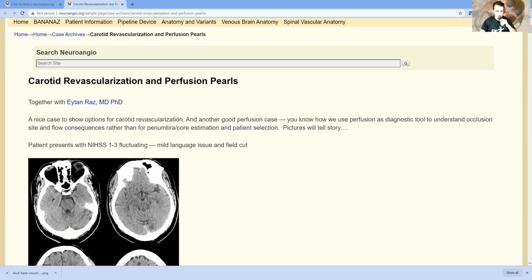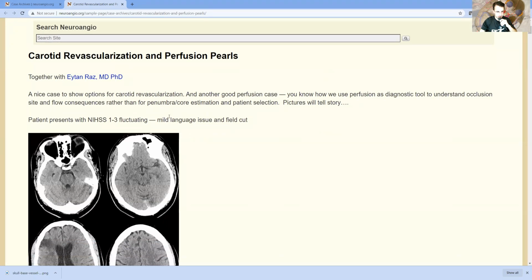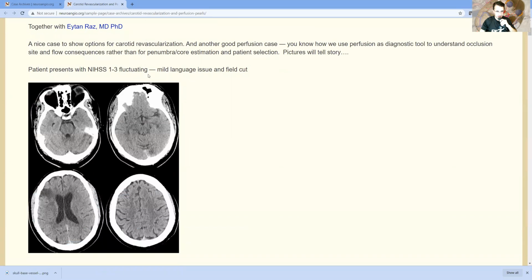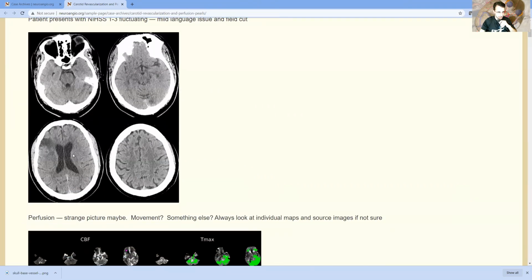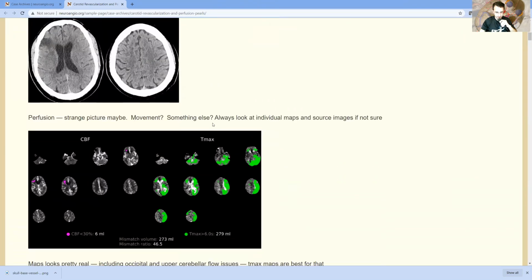Did this together with Eitan. It has some really nice perfusion pearls, and it's another way of revascularizing a carotid that I think is particularly nice. This is a low NIH stroke scale left hemisphere syndrome presentation originally. Got an old stroke here.